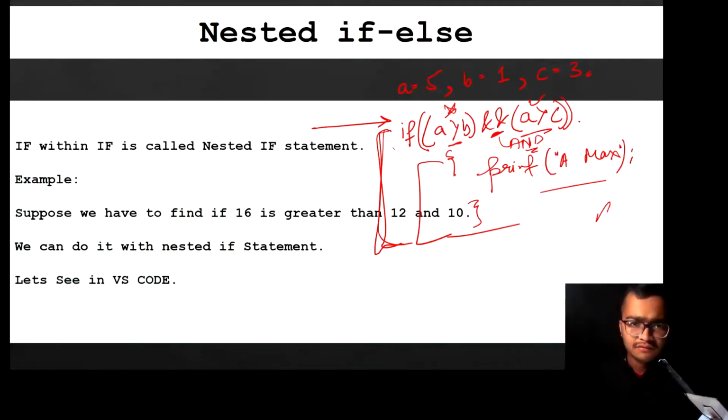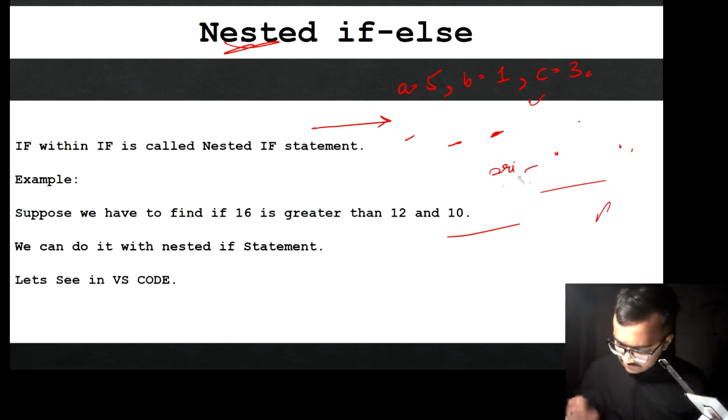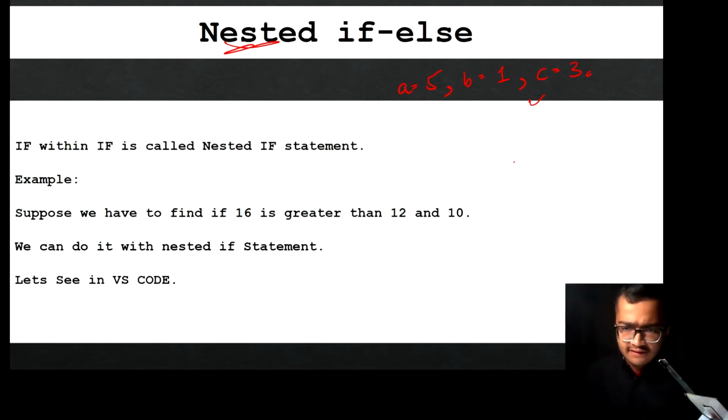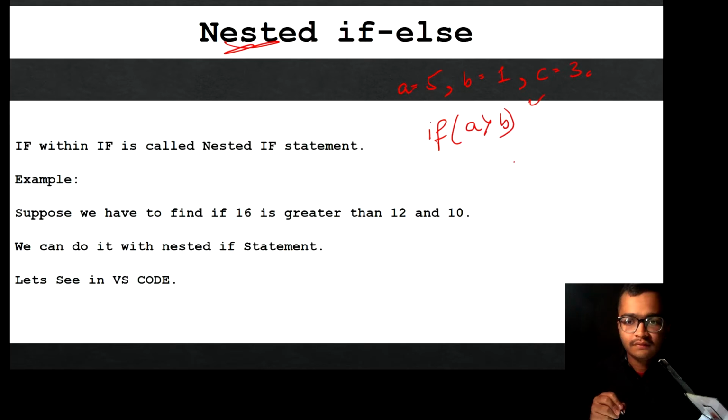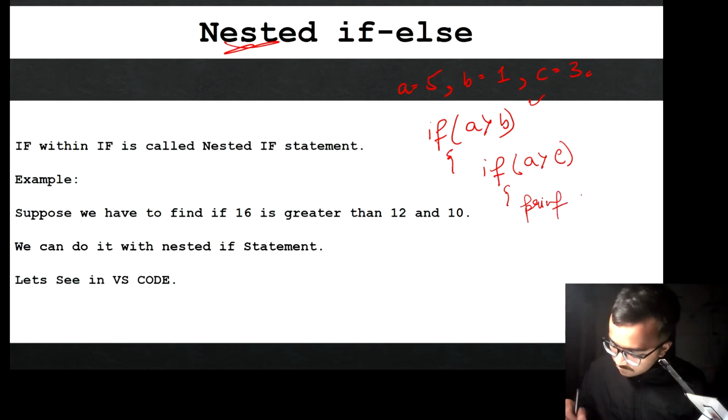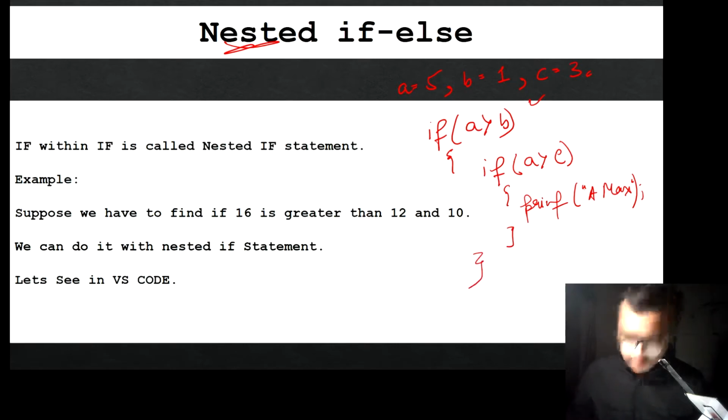There is also another way using the topic, that is nested if else. So how will we do it? Let's erase everything. Let's see how we do it with nested if else. We will write if a greater than b, bracket open. Now we will put another if, that is the nested if. If a greater than c, then only print a is max, and then close. So how will the compiler work?